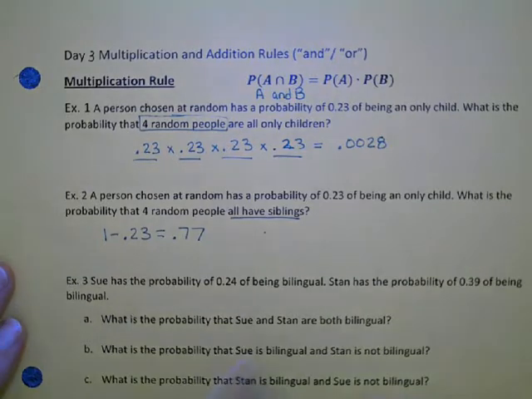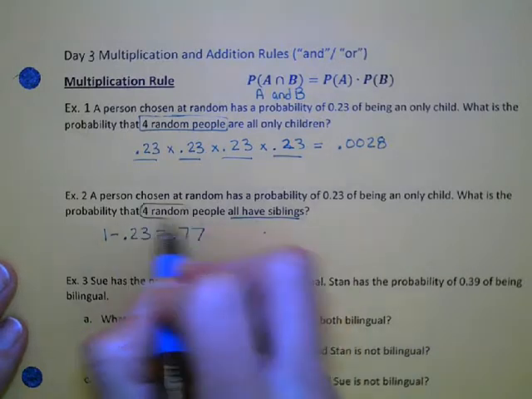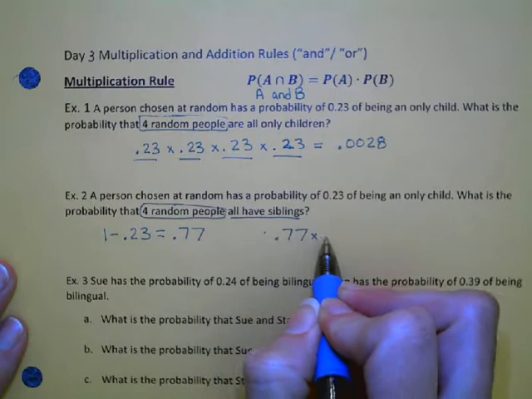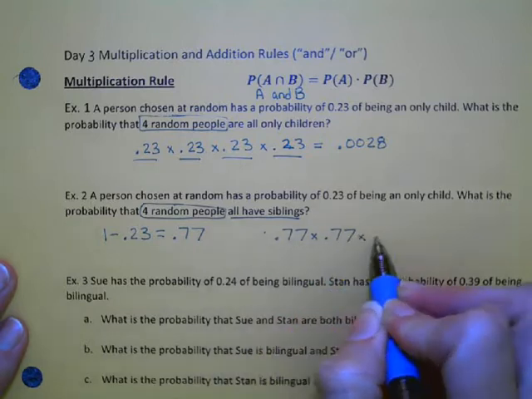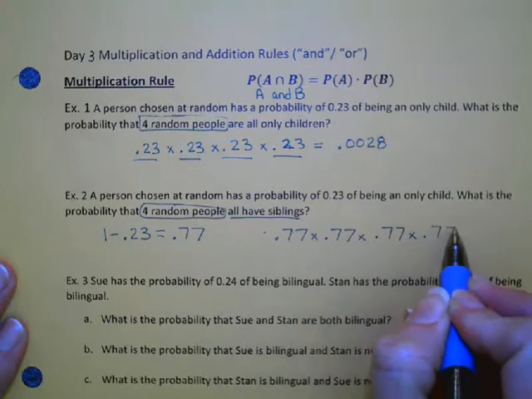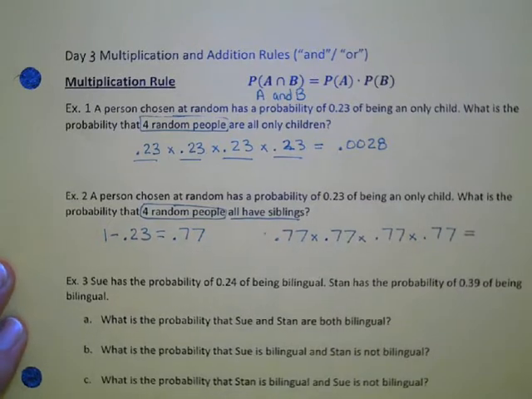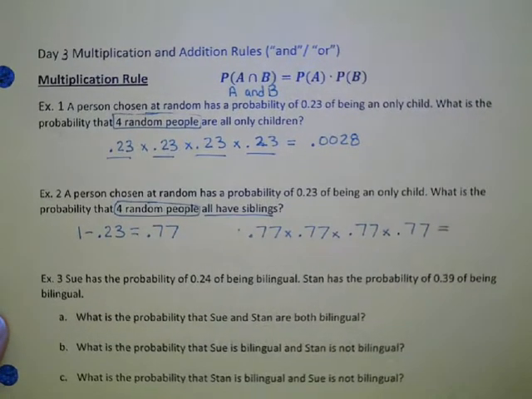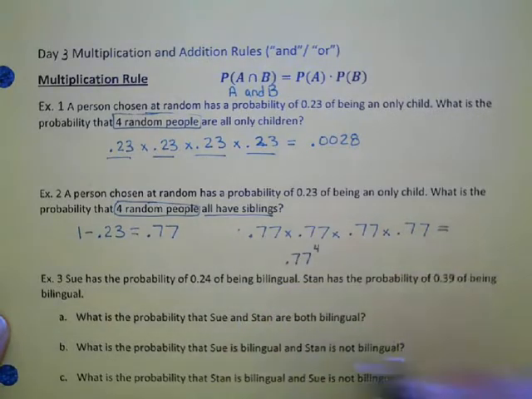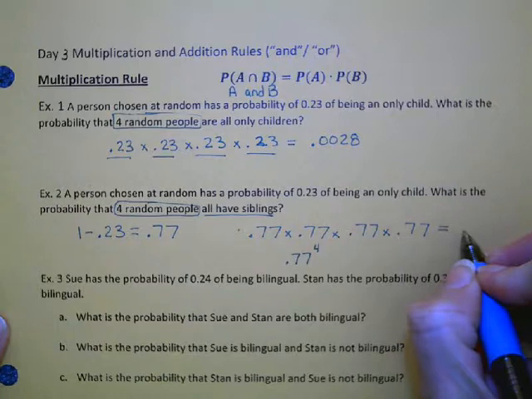So we still want 4 people. And only this time, all 4 of those are going to have the probability of 0.77 because they all have siblings. We're going to multiply all those numbers together, or 0.77 to the 4th power, because we want 4 of those, which comes out to 0.3515.